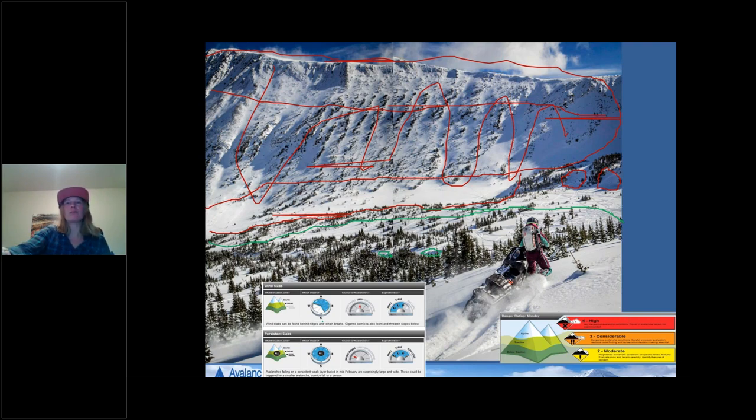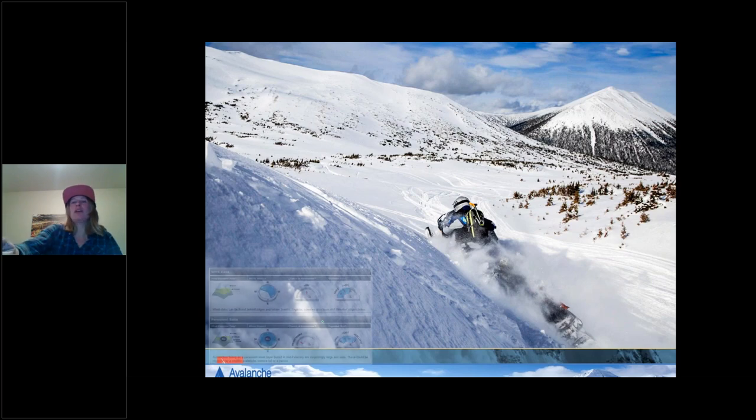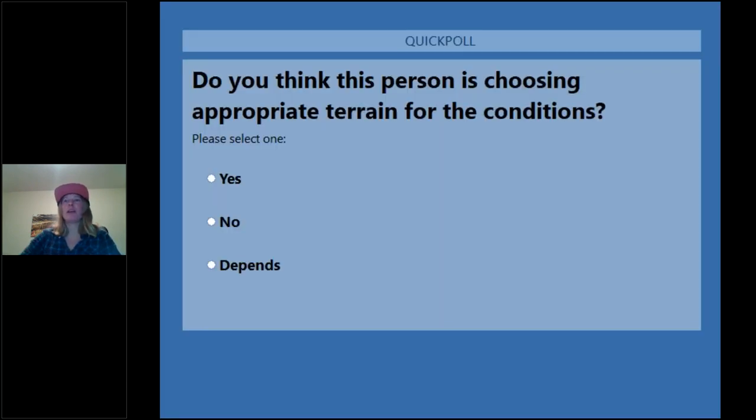So I'm just going to pop out the next poll here and ask you guys, what do you think about how this rider is treating the conditions? Do you think that he is making the appropriate choices? Is this what you would do with these same conditions that we just talked about? So let's start up that poll and see what you guys think.